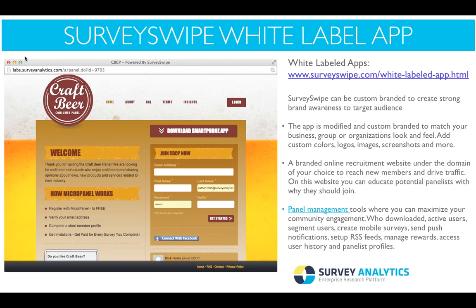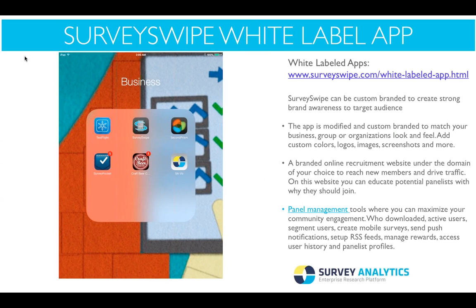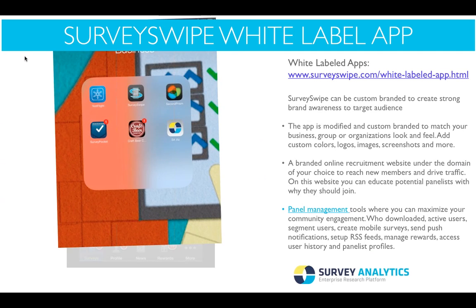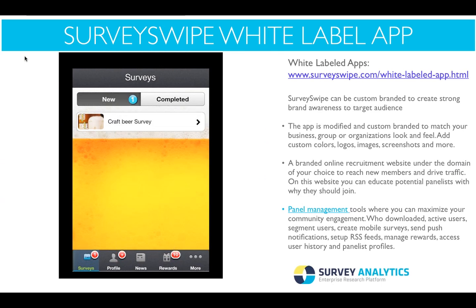So there's many different ways. You want to give people different ways to join your community. So if they'd rather do it on the phone or if they want to do it online, we have you covered. You don't have to choose one or the other. They can do both. And then if they decide to be a part of the mobile community, it's a very easy push to get them to that point as well. And here is a quick screenshot. I've downloaded the craft beer one, and then you can go ahead and open up the craft beer app and start taking your surveys.